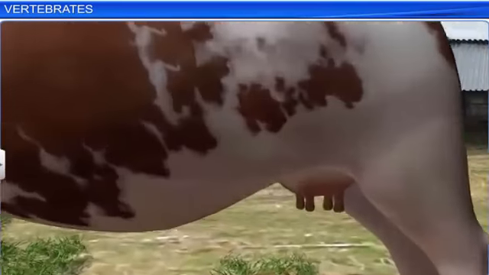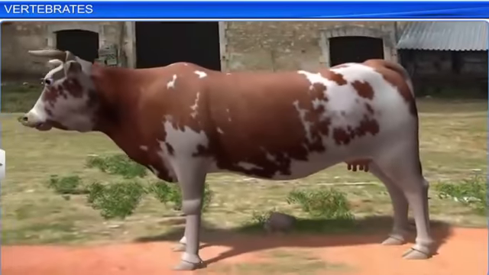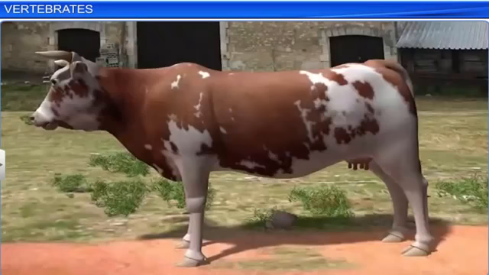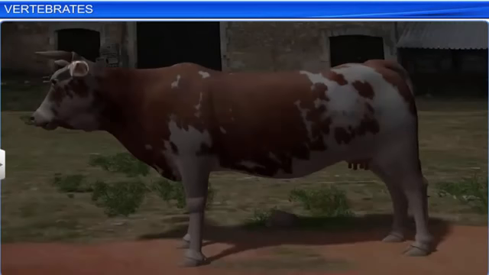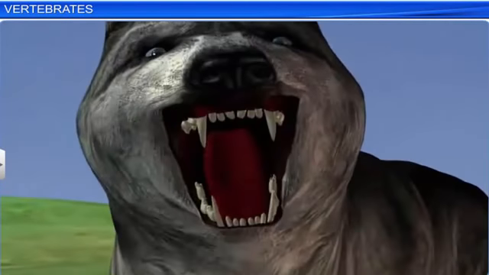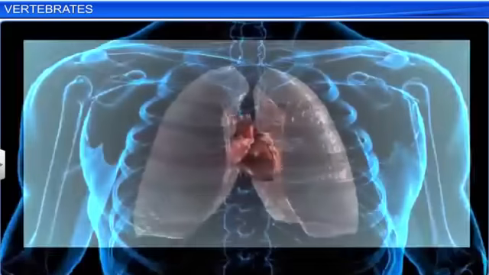These vertebrates have certain unique features such as mammary glands, which produce milk, and hair on their skin. They also have 2 pairs of limbs and 1 pair of external ears or pinnae, along with different types of teeth to tear, bite, cut, and crush. Mammals respire through lungs. They are warm-blooded and have a 4-chambered heart.